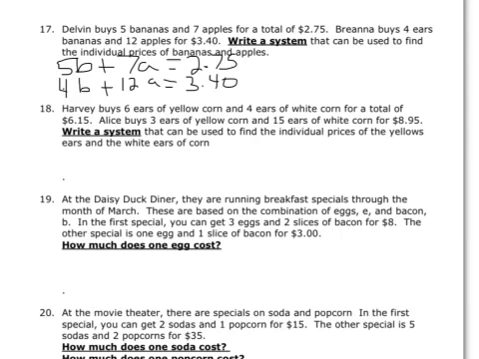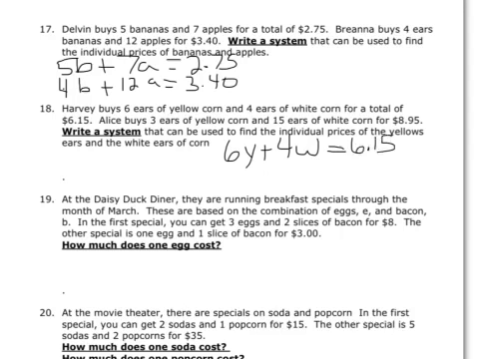Number 18. Harvey buys 6 ears of yellow corn and 4 ears of white corn for a total of $6.15. Alice buys 3 ears of yellow corn and 15 ears of white corn for $8.95. Write a system that can be used to find the individual prices of the yellow ears and the white ears of corn. Okay, same type of problem, except we're just talking about different types of corn. So we have 6 ears of yellow corn, so 6 Y's for yellow corn, plus 4 ears of white corn for a total of 615. Okay, that would be our first equation in that system.